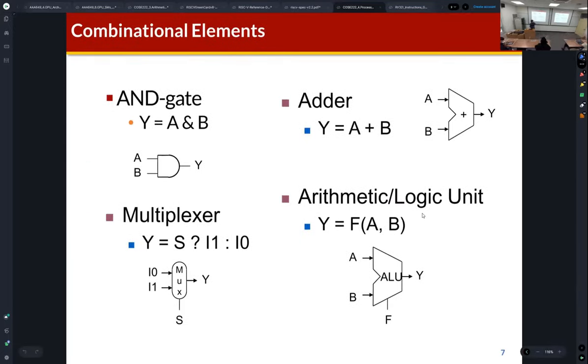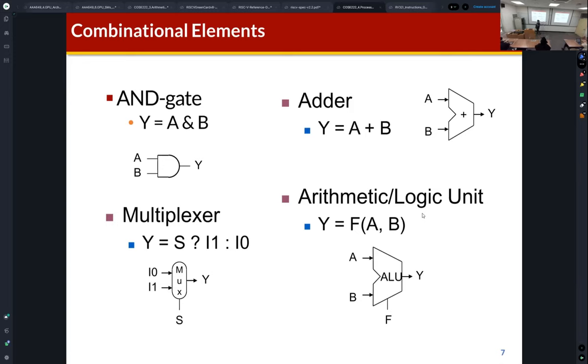So what is a combinational element? This is an example of a combinational element. A combinational element means that if the input signals are given to this logic or this element, then the output result is generated, right?